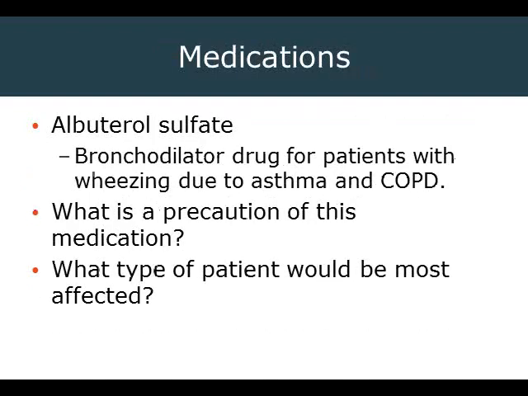All right, so to move on to some of the other medications, we'll talk albuterol. Albuterol sulfate is a bronchodilator drug intended for people with respiratory distress, primarily asthma and COPD. However, there are other times in which we may give this. So let's look at this a little bit.